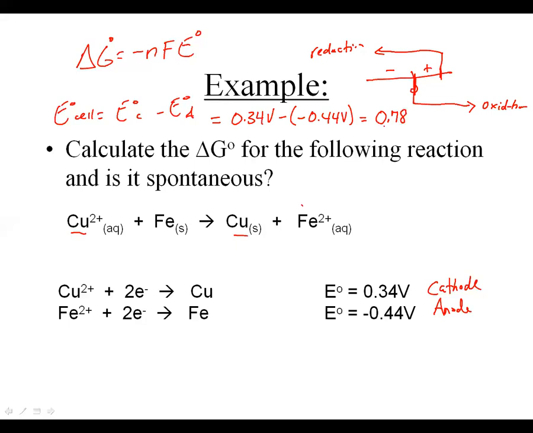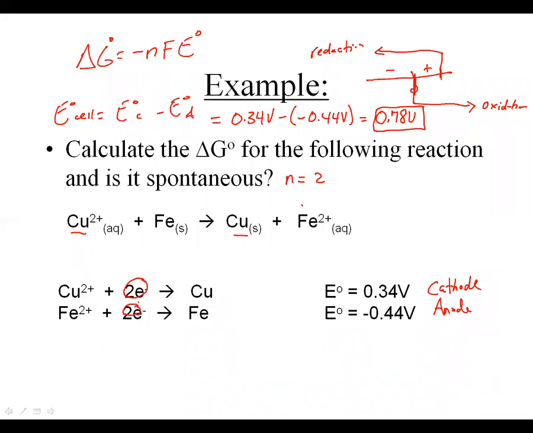That would be my E of this cell, which is not really what it's asking for here. It is asking for our delta G, but we do need to find our N. And our N in this case is going to equal 2. And as we talked about last time, you don't add both of those numbers together.